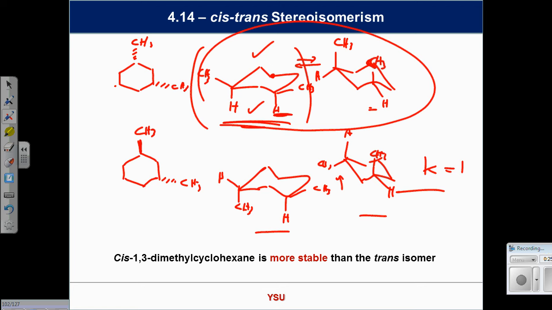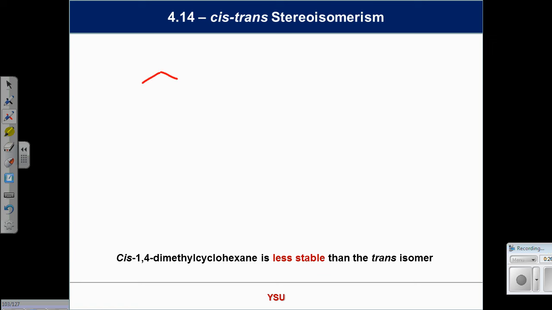Last one. Once you get this, it's pretty straightforward. Cis-1,4-dimethylcyclohexane is less stable than the trans isomer. Okay, that means nothing to me until we prove it. Let's go for 1,4. Let's draw the cyclohexane out like this.